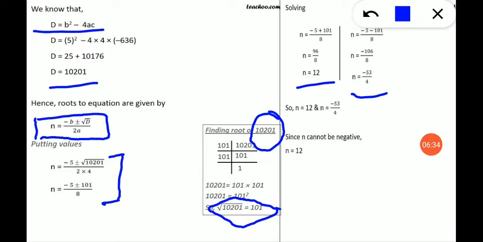Now remember students, we know that n is the number of terms, which means it is always a natural number. But minus 53 by 4 is not a natural number. Hence, n is equal to 12, because our n should always be a natural number. Did you get it, students?